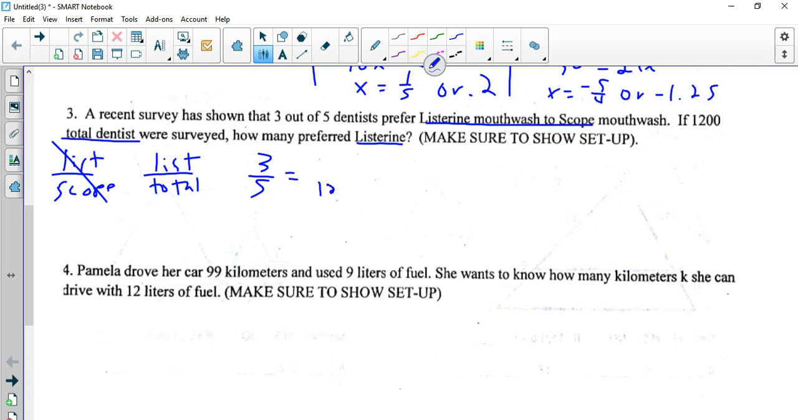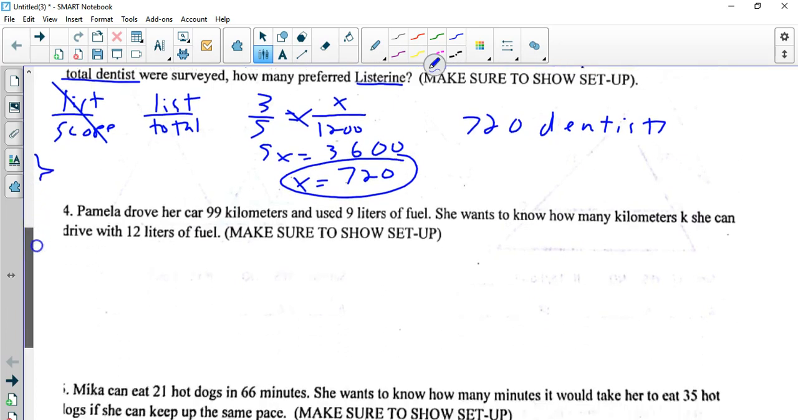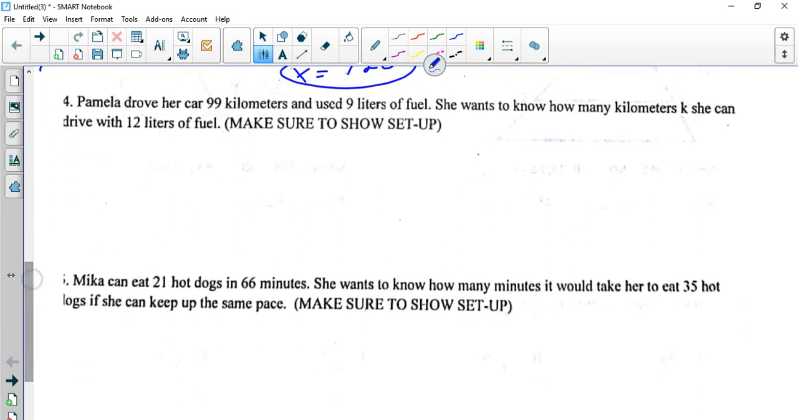So we know there was 1,200 total in the survey. We're trying to find that. And we're going to cross multiply. 5x equals 3,600. That's 1,200 times 3. Divide by 5 and we get 720. This is not our answer because it's a word problem. So you should say 720 dentists. And yes, if you don't have the word dentist, you will lose half a point.